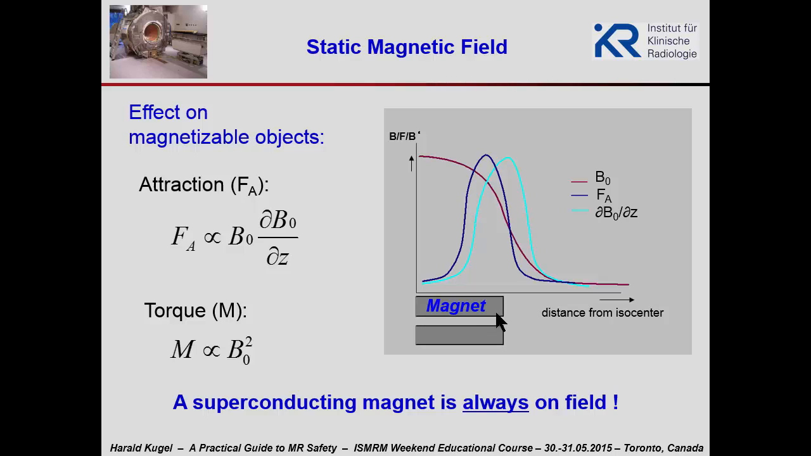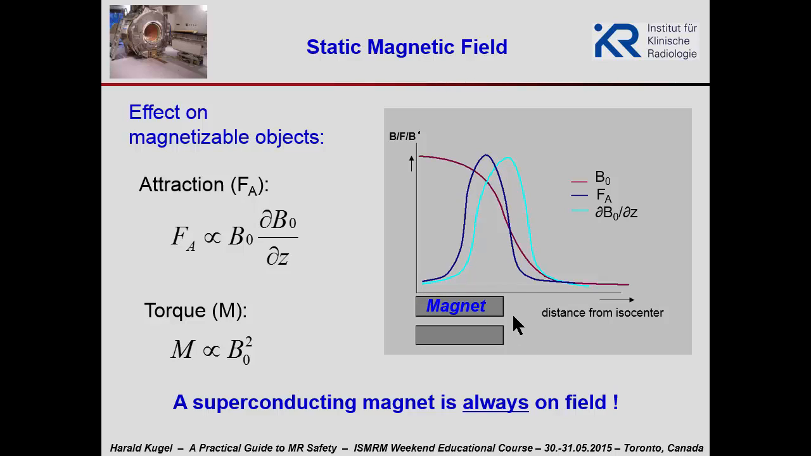So this is the entrance to the scanner bore, and this is the isocenter here on the left side. In the isocenter of the scanner, the magnetic field, B0, is highest. And then it drops off near the center of the bore and away from the scanner, it's not so high. The change of the magnetic field with distance from the isocenter, the spatial gradient of the static magnetic field, is low in the center of the magnet. Of course, there we have a homogeneous magnetic field. We need a homogeneous field for imaging.